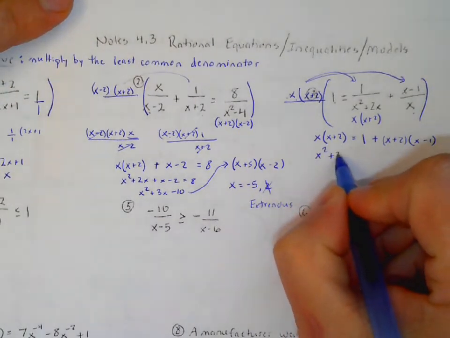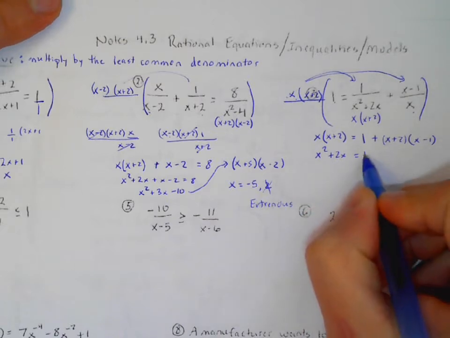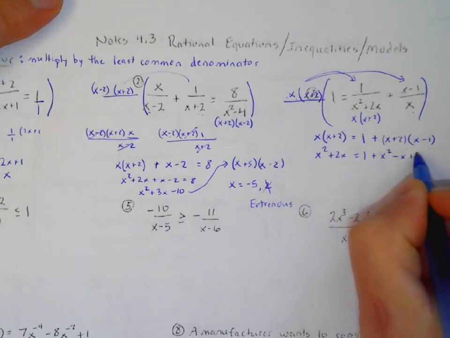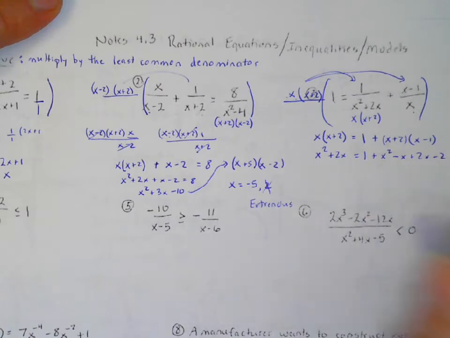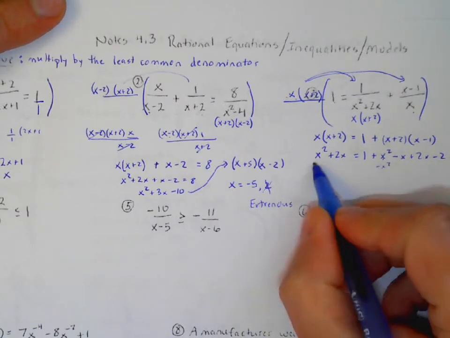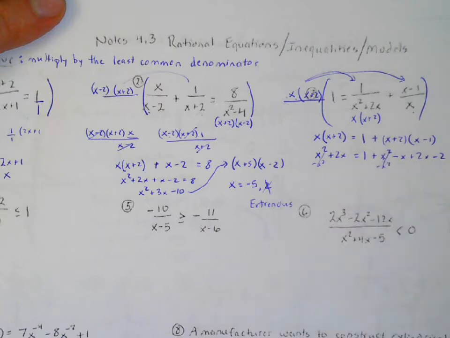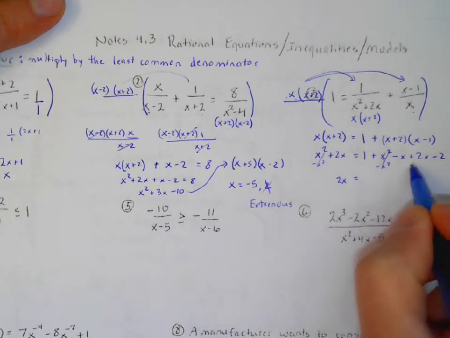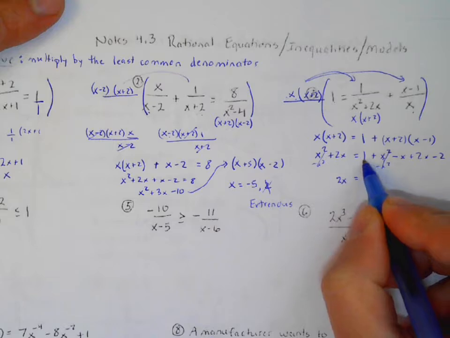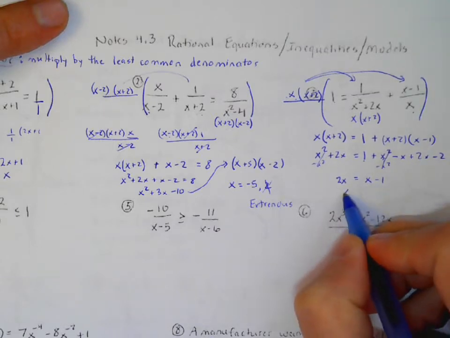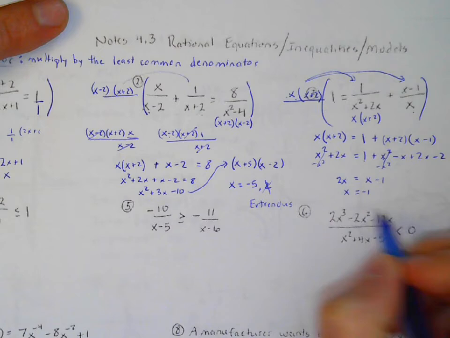x squared plus 2x. This would be x squared minus x plus 2x minus 2. So actually it's not a quadratic, because if I subtract the x squared over, they cancel. So I'll have 2x is equal to, if I add my like terms here, x minus 1. If I subtract the x over, I have x equals negative 1.